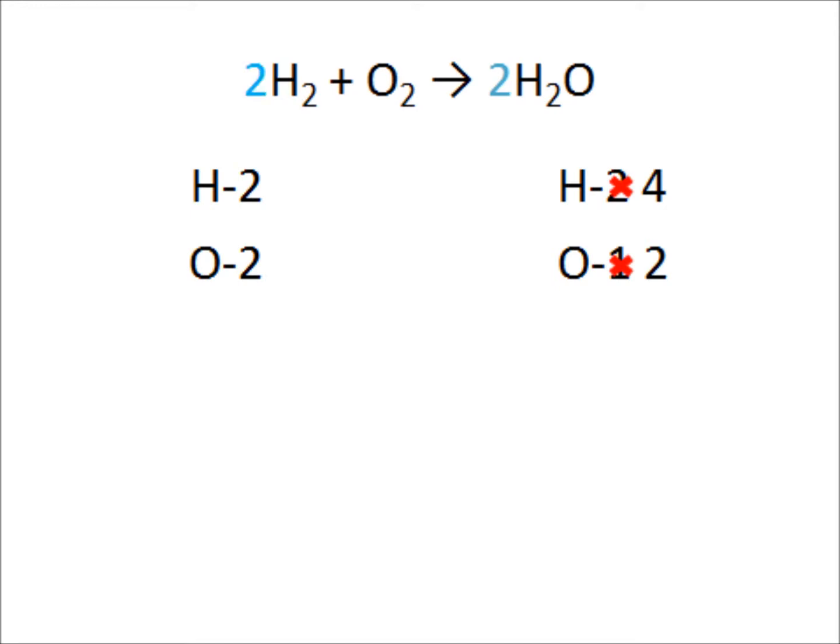Alright, so now that the hydrogens are unbalanced, we're going to have to balance them. So we'll go over to the reactant side where there are fewer, and we'll put a 2 in front of the hydrogen. With the 2 in front of the hydrogen, we now have 4, because the subscript on the hydrogen multiplies with the 2 to create 4, which balances the entire equation.